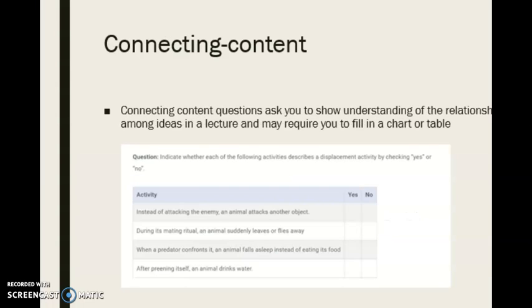We have connecting content. Connecting content questions ask you to show understanding of the relationships among ideas in a lecture and may require you to fill in a chart or table. This is one of the very few multiple choice listening questions. If there are 3 columns, the question is worth 2 points instead of one. The question can ask you to categorize answer options into categories or put the options in a specific order. As you can see here, we have an example of a connecting content question.